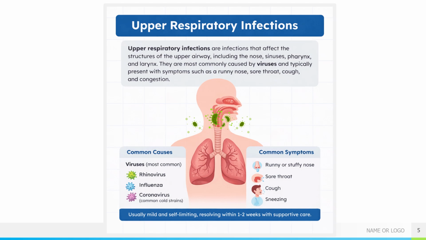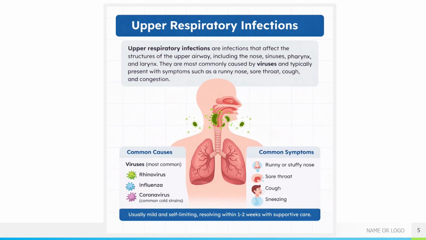For URIs, the pathophysiology begins when a virus enters the body through respiratory droplets or direct contact with contaminated surfaces. The virus attaches to the epithelial cells lining the upper airway, and it begins to replicate. As the immune system responds, inflammatory mediators are released, causing vasodilation, increased mucus production, and edema of the mucous membranes. These inflammatory changes produce the familiar symptoms of congestion, rhinorrhea, sore throat, and cough. Most viral infections remain localized to the upper airway and resolve within 1 to 2 weeks as the immune system clears the virus.